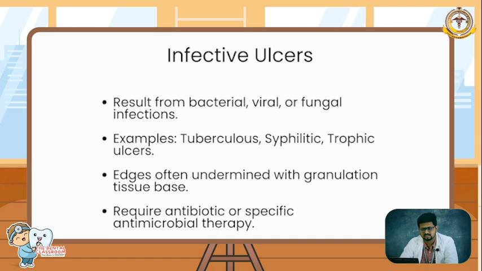Infective ulcers result from bacterial, viral and fungal infections, for example tuberculosis, syphilitic ulcers and tropical ulcers. The edges are often undermined, with a granulation tissue base. They require appropriate antibiotics and specific antimicrobial therapy.